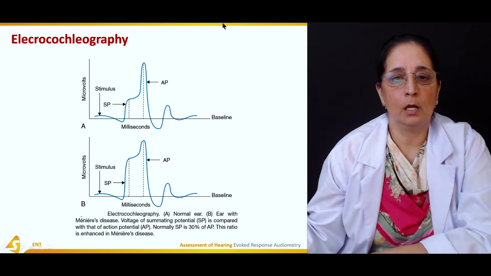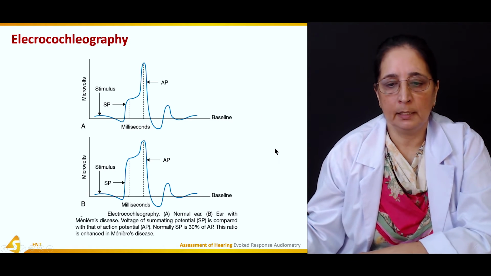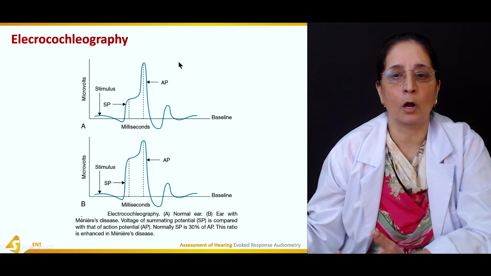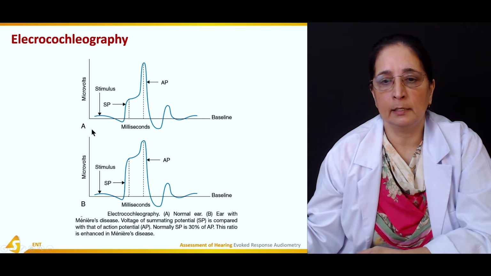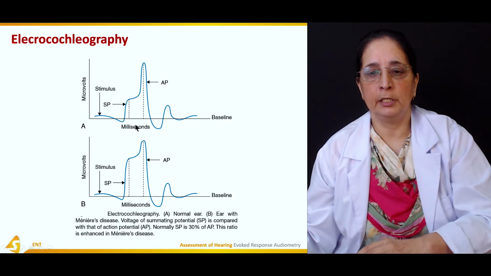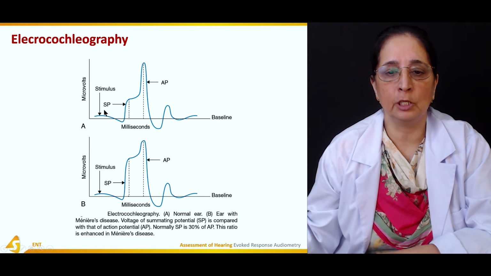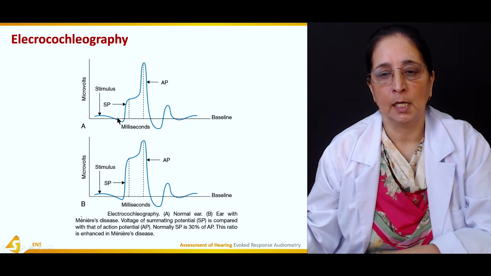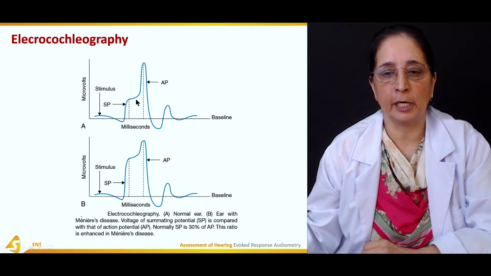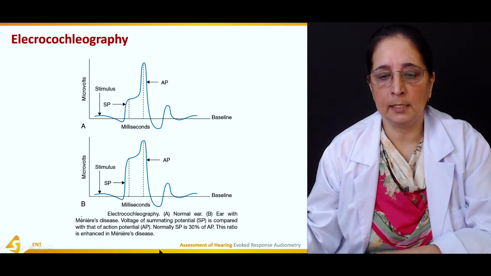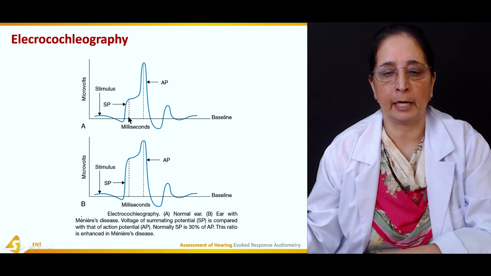Then electrocochleography shows the electrical graphing of the cochlea. In this you see the normal, in which AP is the action potential and SP is the summation potential. After the stimulus, in the normal ear, usually the summation potential is 30% of the action potential. So normally summation potential is 30% of action potential.